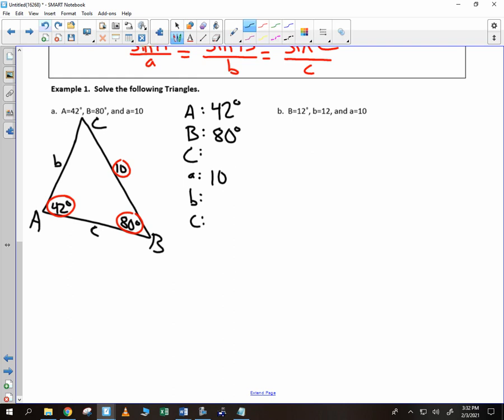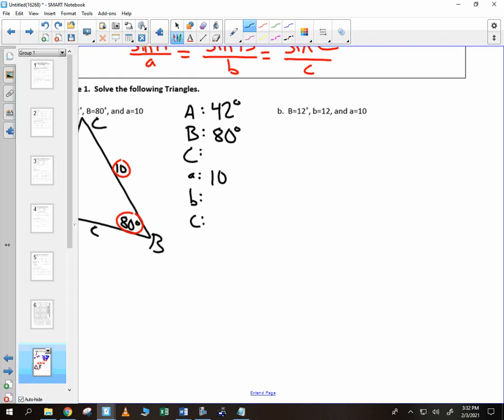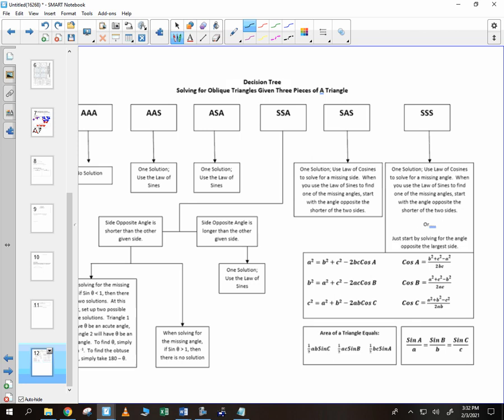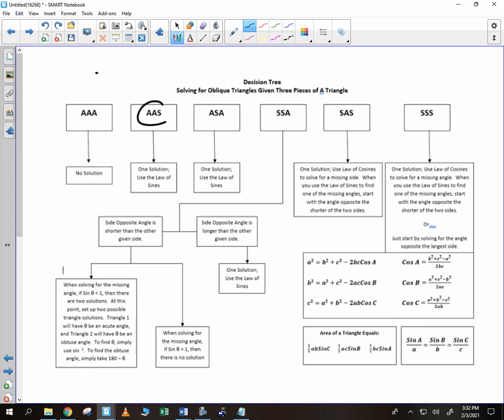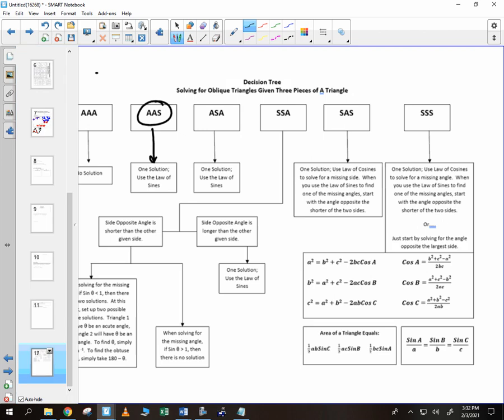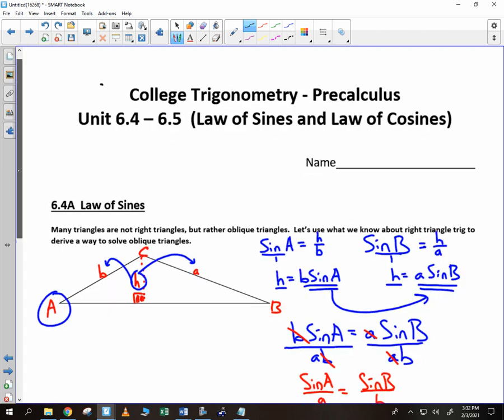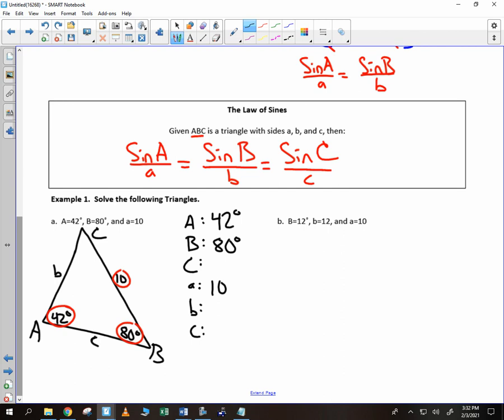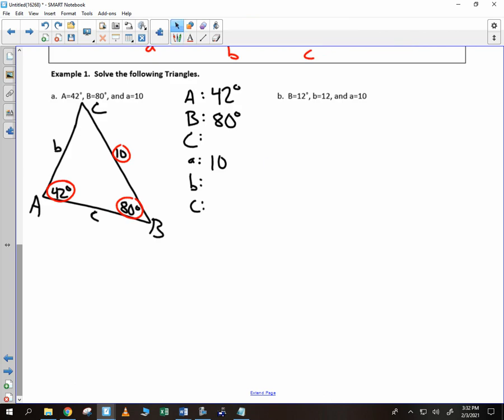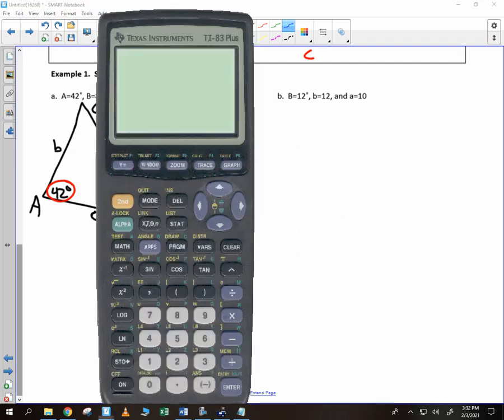And the cool thing about this unit is we have this nice decision tree that sits on the end here. If you look at it, it tells you that if you have an angle angle side situation, there is just one solution using the law of sines. So we have one solution using the law of sines. So we're going to solve for this triangle, and we are going to first find angle C. All the angles need to add up to 180.